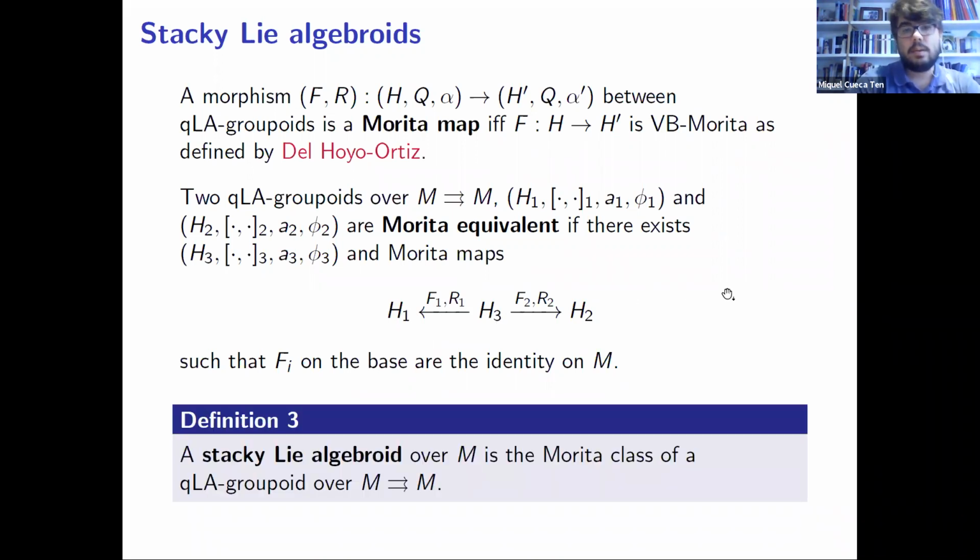And finally, we have that a Stacky Lie algebroid over M is the Morita class of a quasi-LA groupoid covering the identity groupoid M. So this is our definition of what a Stacky Lie algebroid is. And maybe right now is a good moment to ask questions, if there are some questions.